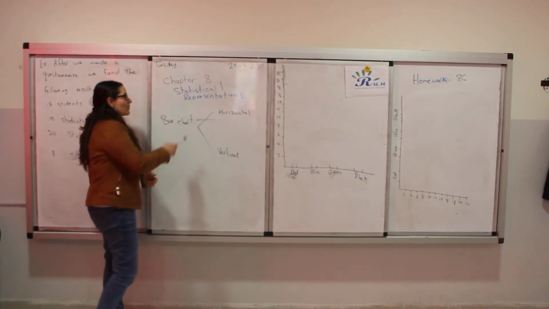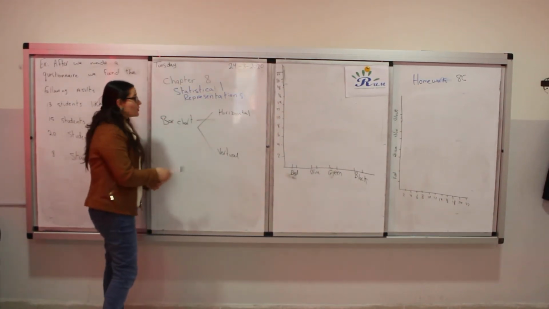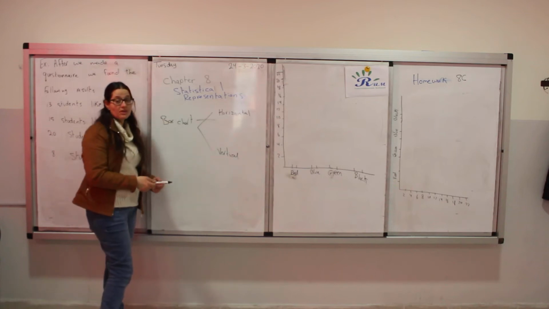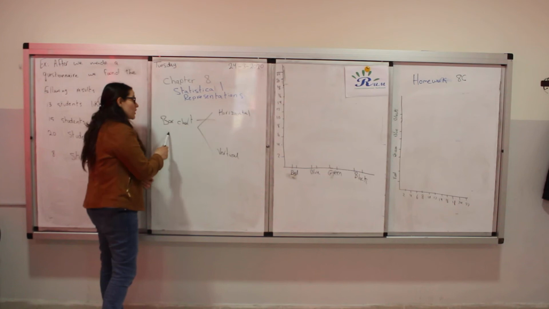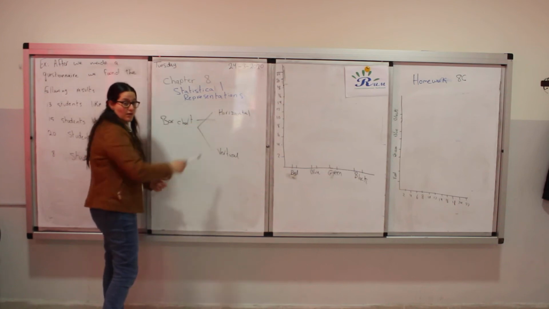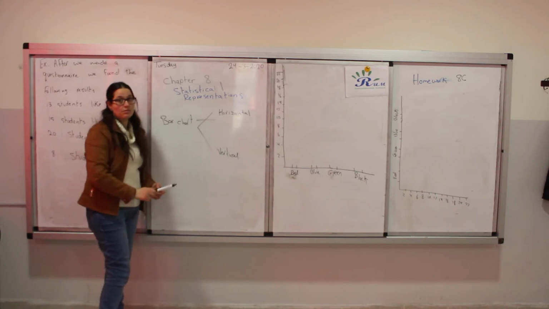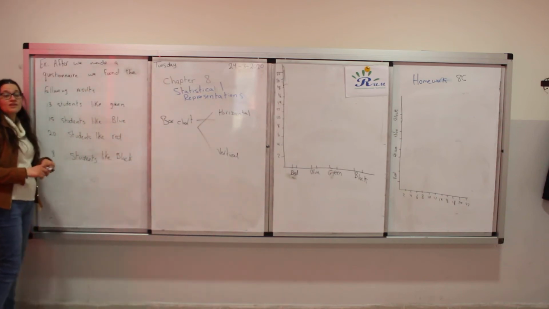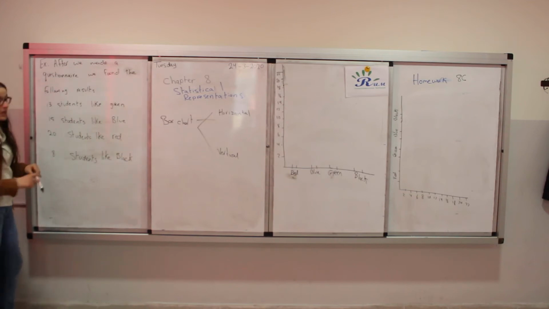Good morning. Today we are going to complete our chapter, which is statistical representation, and we are going to learn a new method to represent the data, which is the bar chart. Actually, we have two different bar charts, the horizontal bar chart and the vertical bar chart. After we solve this example, we are going to find the differences between these two charts.